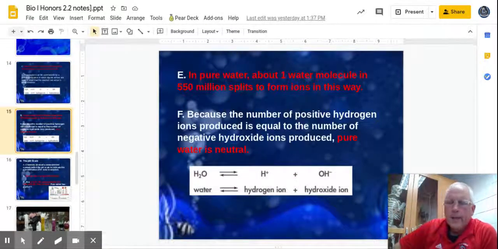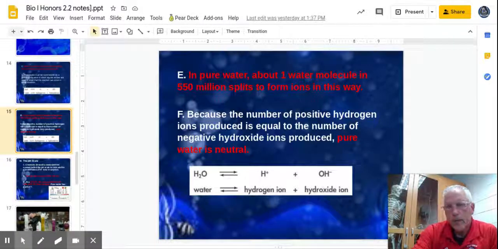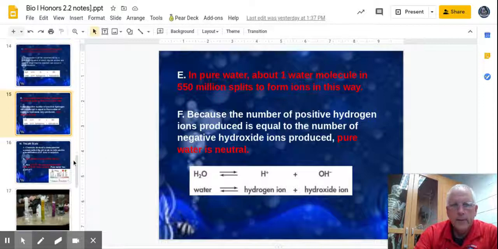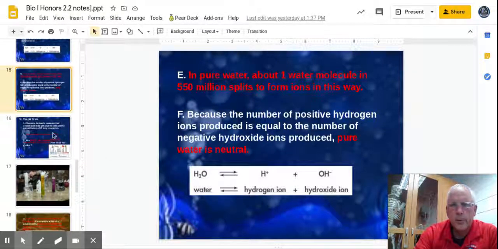It doesn't happen a lot, but it happens in about 1 out of 550 million splits, and what we form is ions. If you remember from earlier in notes, ions have a positive or negative charge. Water is neutral, so we have the same number of protons as electrons, the 10 number there. But when we split it, we create these ions, these positive and negative charges. And that's where the pH scale comes in.